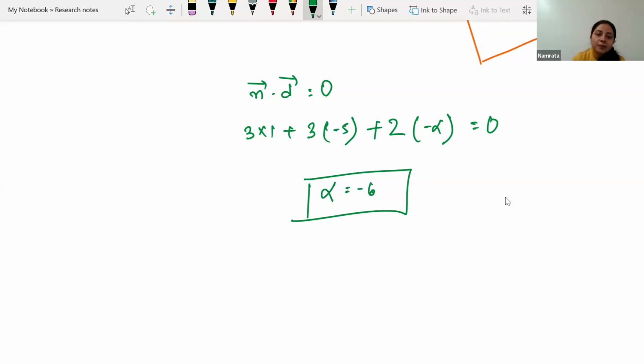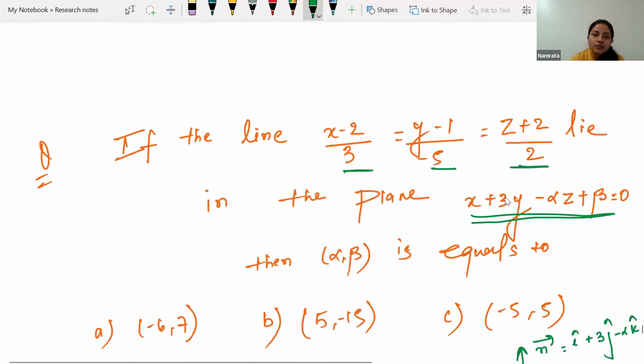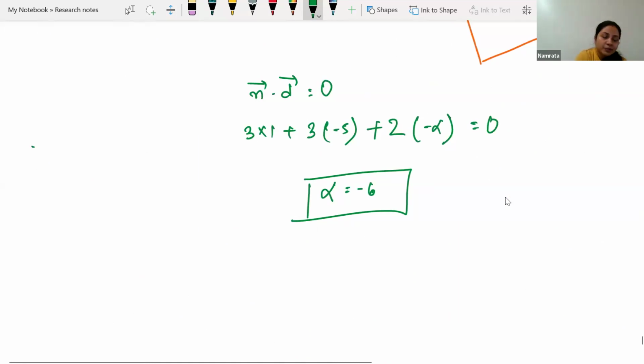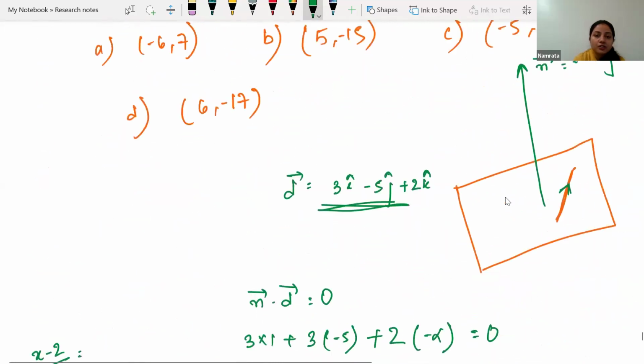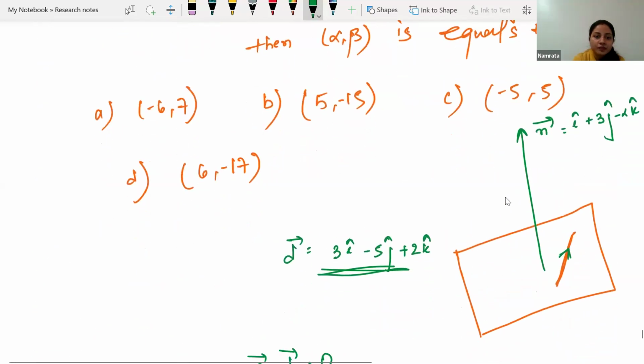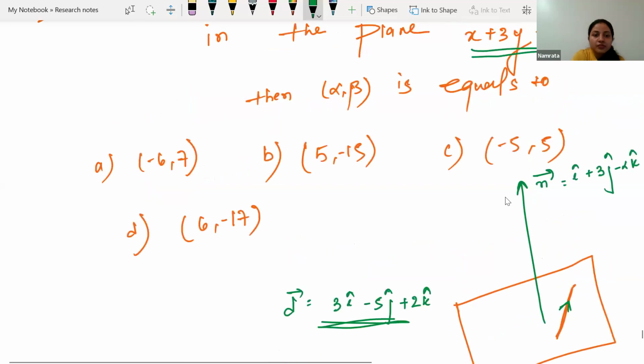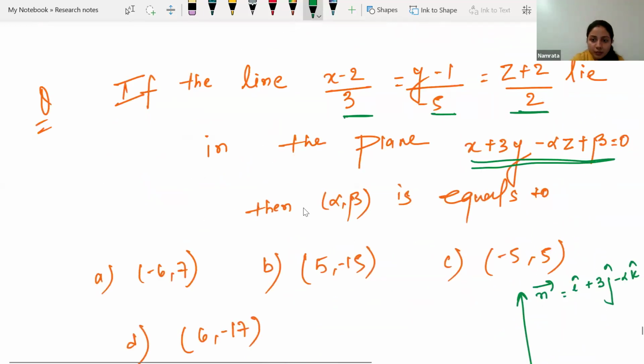We also have to find beta. The equation of the line is given as x minus 2 over 3 is equal to... Is it option A? Yeah, option A. Oh yes, without even finding beta we are able to find the option. It's option A, because we get minus 6 in option A, so it is the correct option. Still, if you want to be sure, you can go ahead and check for beta.